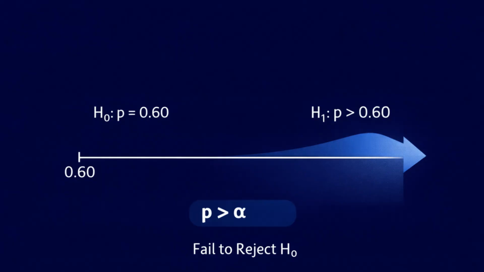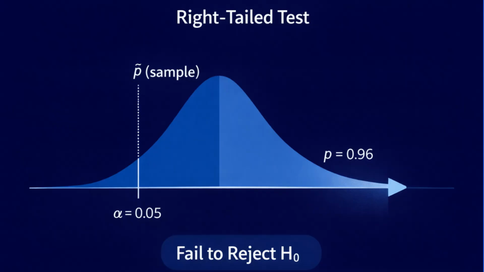Now consider a right-tailed proportion test. Suppose the manager believes satisfaction is higher than 60%. The null hypothesis states that the population proportion equals 0.6. The alternative hypothesis states that the population proportion is greater than 0.6. Using the same sample values, select a right-tailed alternative.